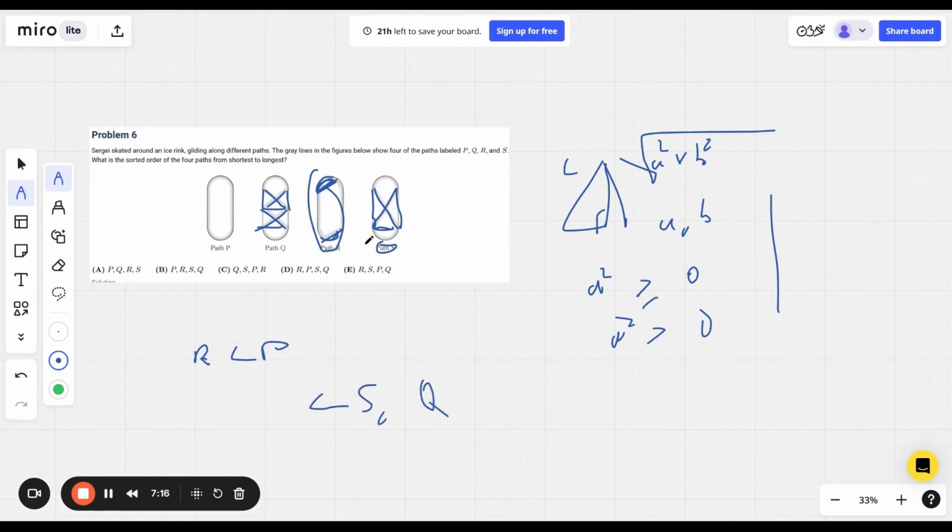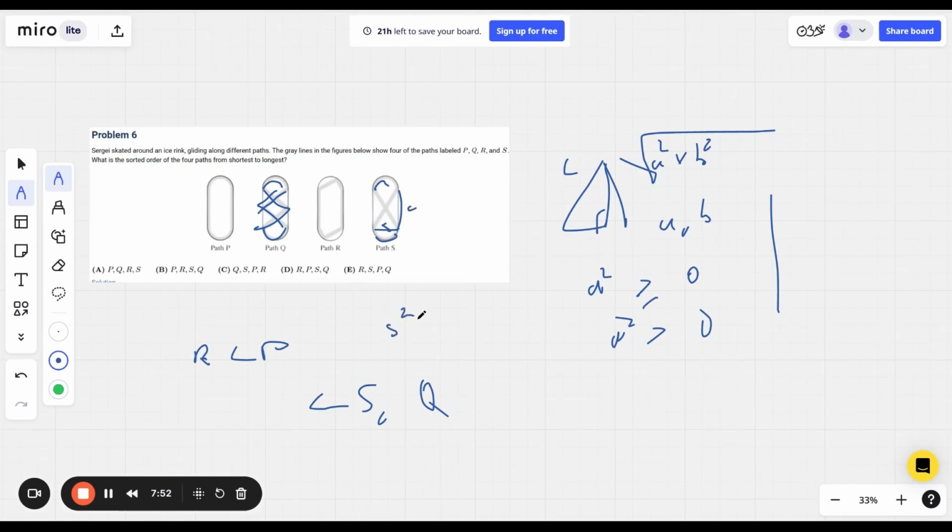and Q. And we just have to find the relative lengths of S and Q, right? So when comparing these two, notice that these parts are the same. So now we just have to find which of these zigzag paths is going to be longer. And we have this side length here as constant between the two, so we can just call the side length C.